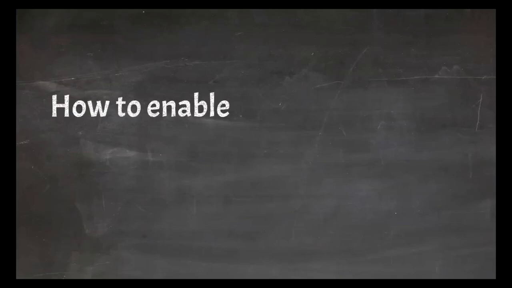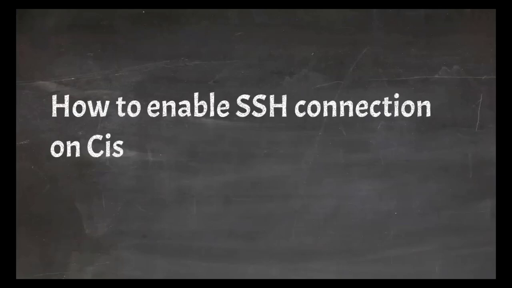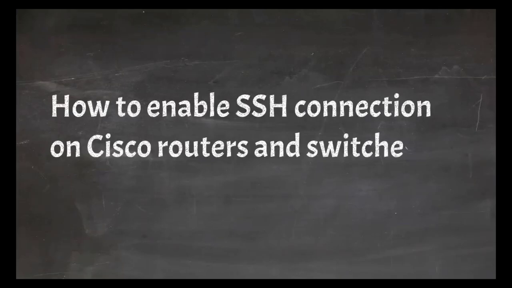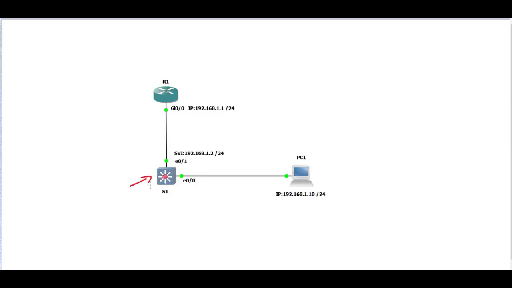How to enable SSH connection on Cisco routers and switches. SSH connection will be enabled on switch 1. We will test the connection from PC 1, and also on router 1 SSH will be enabled, and we will test it from PC 1 to see if everything is working fine. Let's start with configuration.